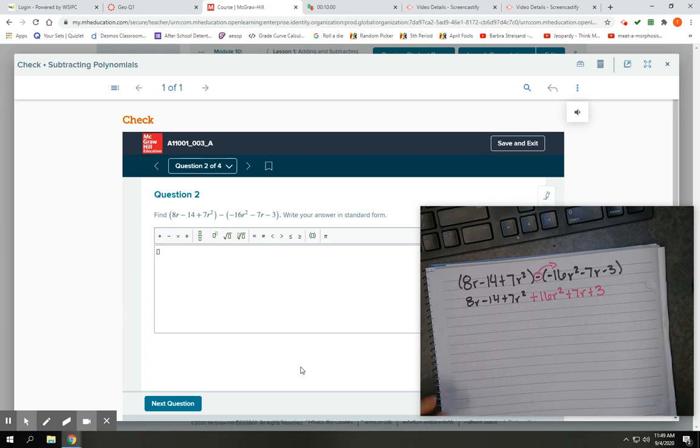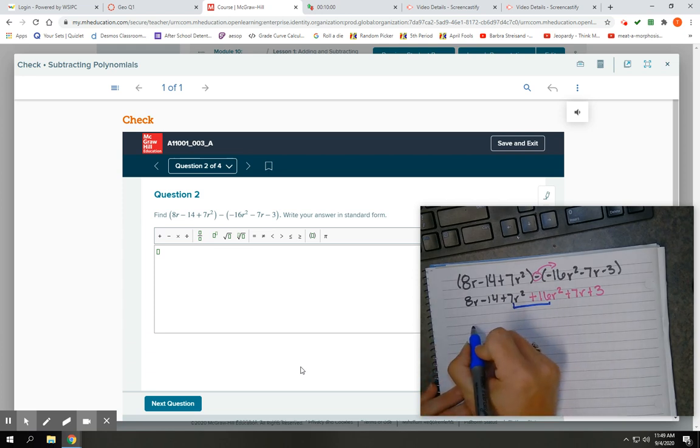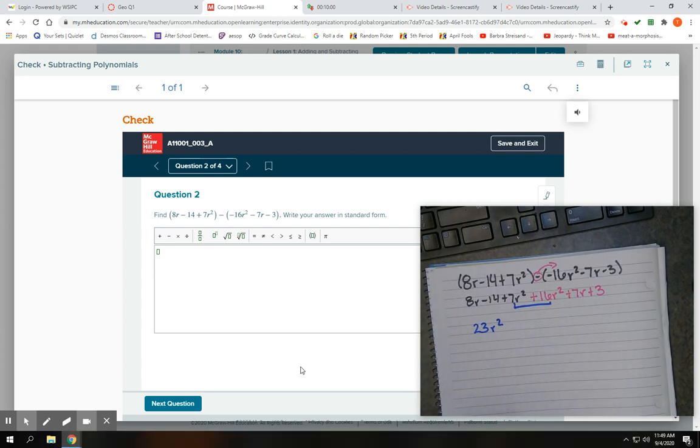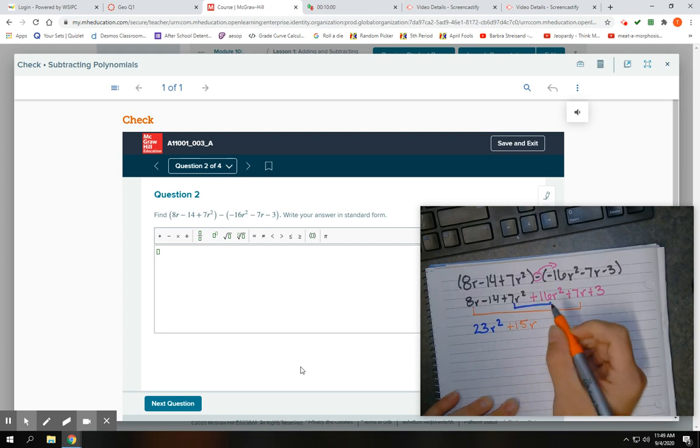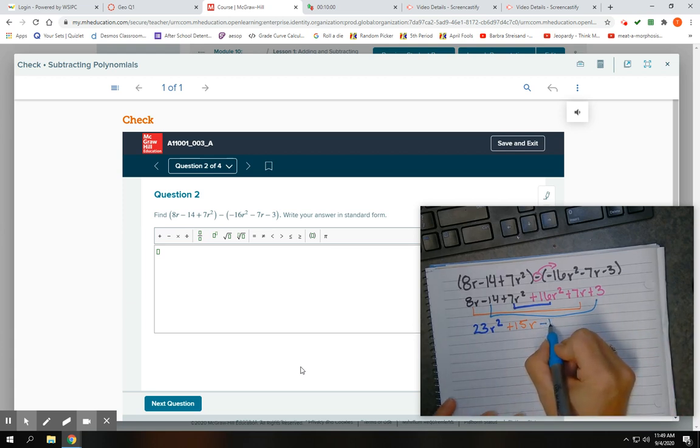Okay. And then, I like to start with the highest exponent. So I'm going to start with the 7r squared and the 16r squared, which is going to give me 23r squareds. And then I'm going to look at 8r and 7r, which gives me 15r. And lastly, I'm going to look at negative 14 and 3, which is negative 11.